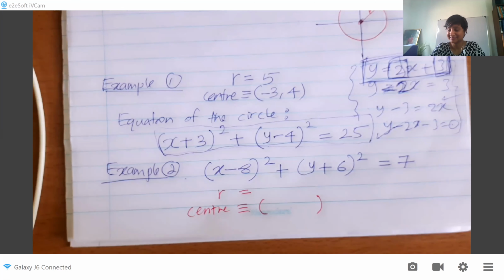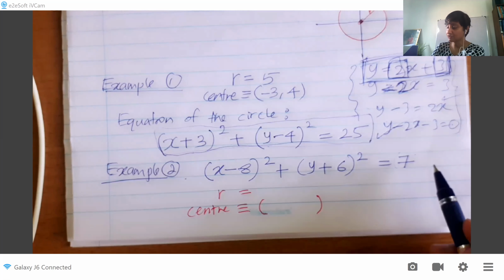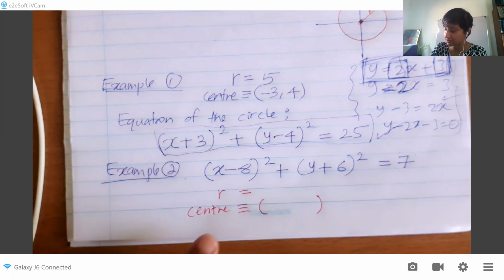It's not 7. Root 7? Root 7, because it's the square root of this number, right? What you have here, this number is R squared. So R must be root 7, the square root of that.